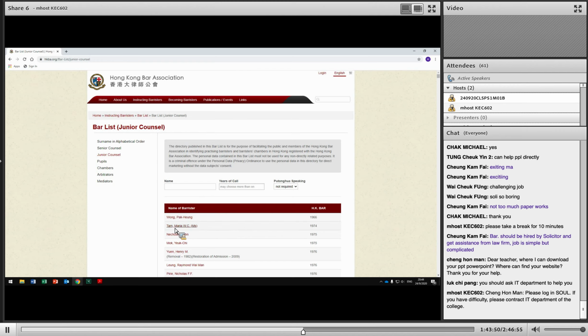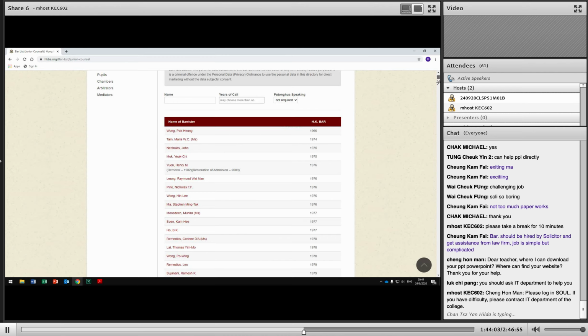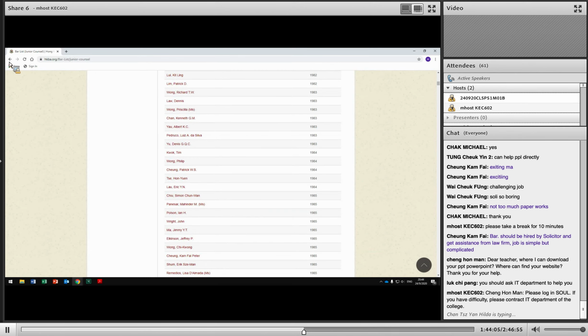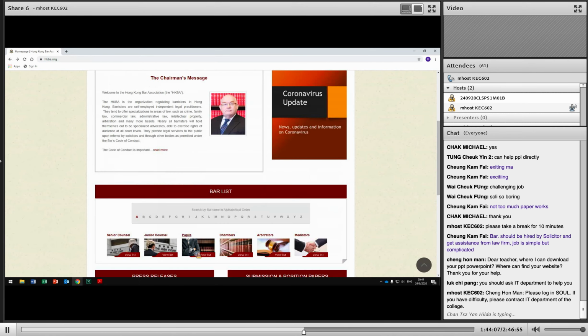The second most senior junior counsel is a very famous one, mediator Tam Wai-ju. So he's the second most senior junior counsel in Hong Kong. And also for pupils, this is the list of pupils.